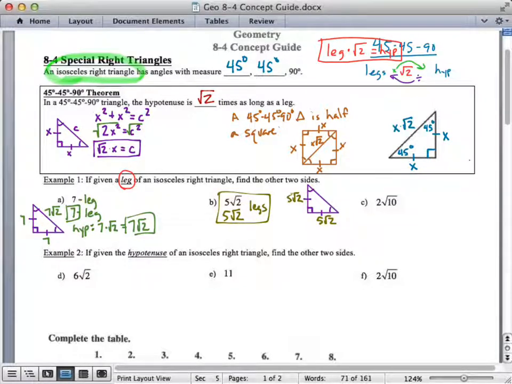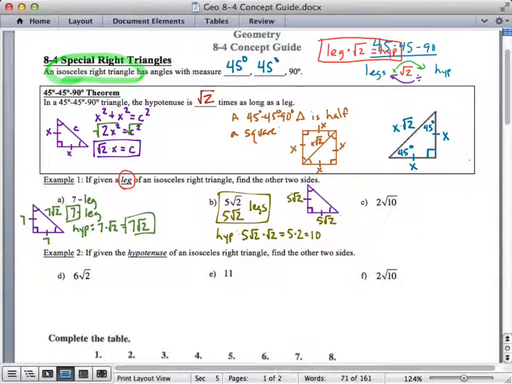If the leg is 5 square root of 2, the other leg is also 5 square root of 2. They both are. You're going from the leg to the hypotenuse. The magic number is the square root of 2. You are multiplying. 5 square root of 2 times the square root of 2 is 5 times 2, because the square root of 2 times the square root of 2 is 2. And we get 10. We're done.